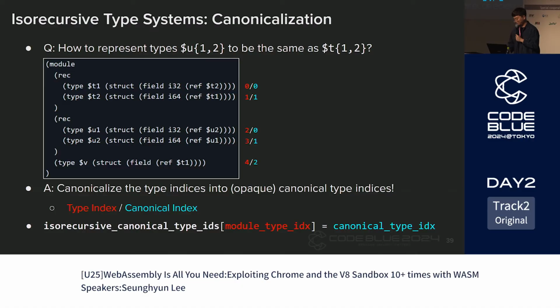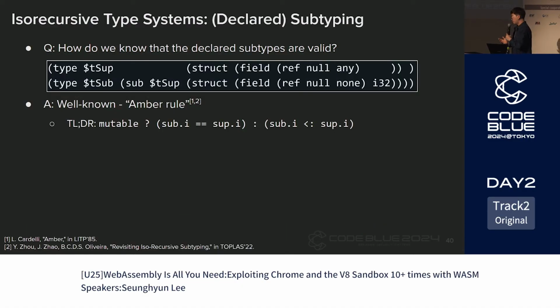The next topic is subtyping, or more specifically, declared subtyping in this case. How do we know that some two types are a valid supertype and subtype relationship? We explicitly declare a type as a subtype of some supertype. And how do you know that this declaration is valid? There is a well-known rule for this, so I'll skip this part.